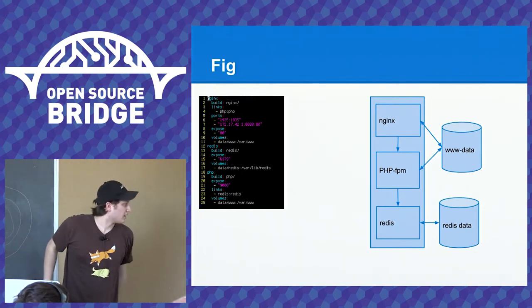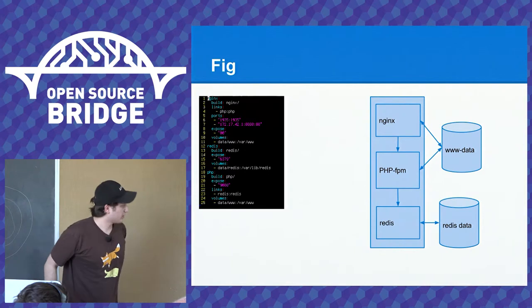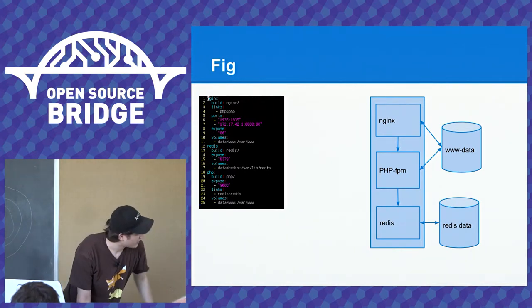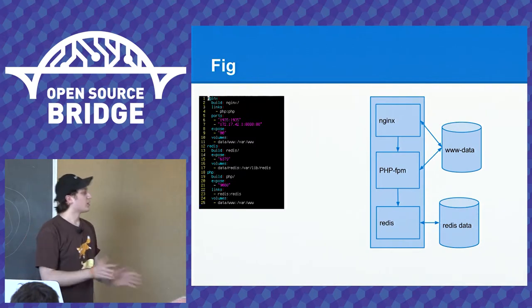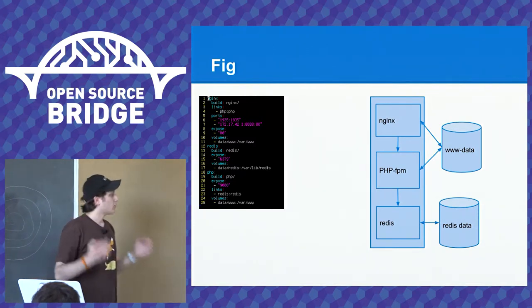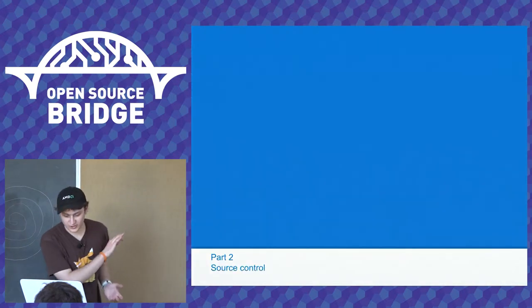The way it looks is over there on the right. The cylinders are persistent data. Those are your containers, obviously. The arrows are links. You don't have to remember any of this stuff or put it in a shell script. Very, very nice. Wow, that was easy. Just use Docker Compose.